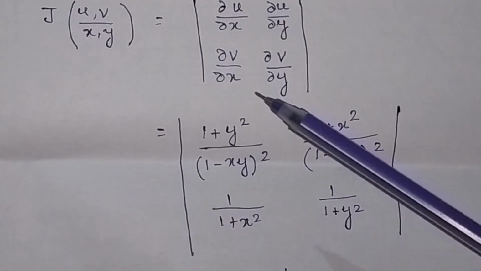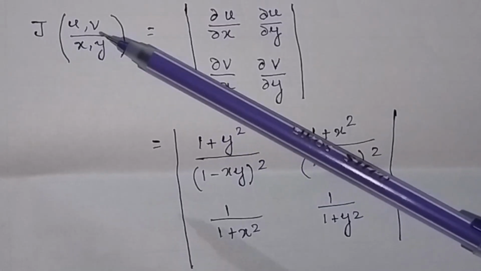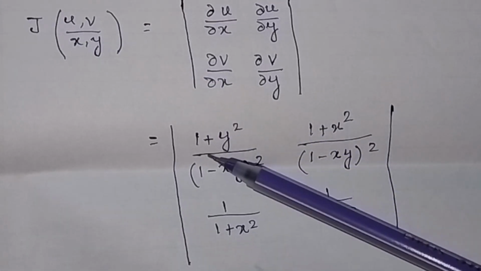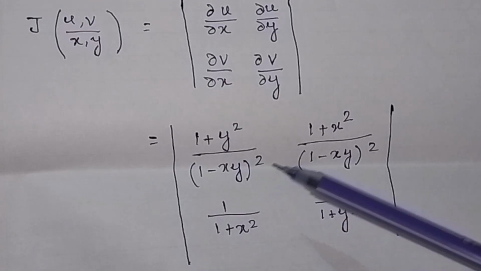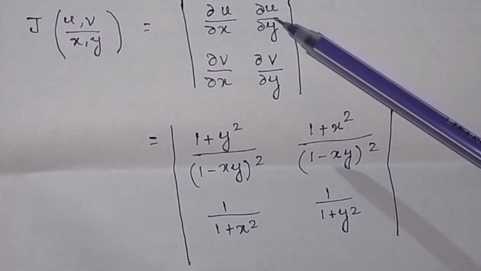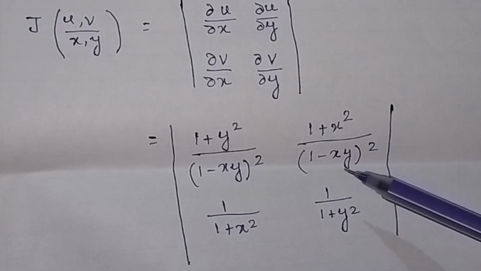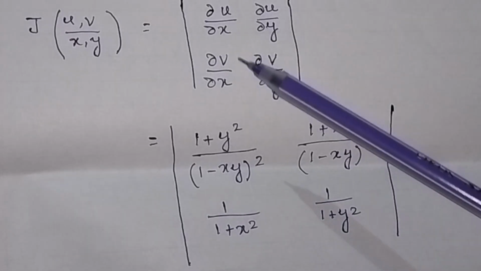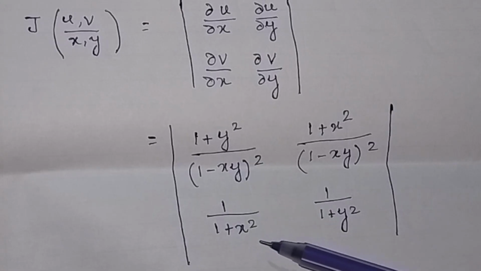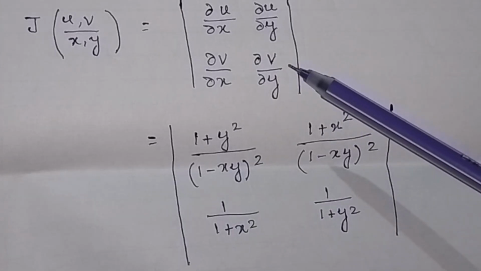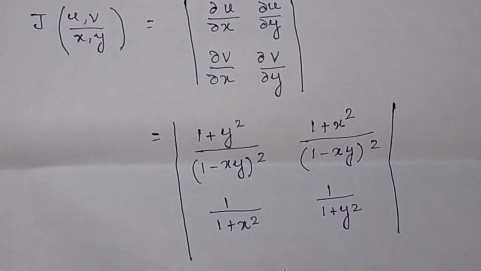That is, in equation 1, if you put these values, then the Jacobian of u, v with respect to x, y will be equal to the determinant with (1 plus y square) divided by (1 minus xy) whole square, and then the partial derivative of u with respect to y, (1 plus x square) divided by (1 minus xy) whole square. The partial derivative of v with respect to x is 1 divided by (1 plus x square), and the partial derivative of v with respect to y is 1 divided by (1 plus y square).